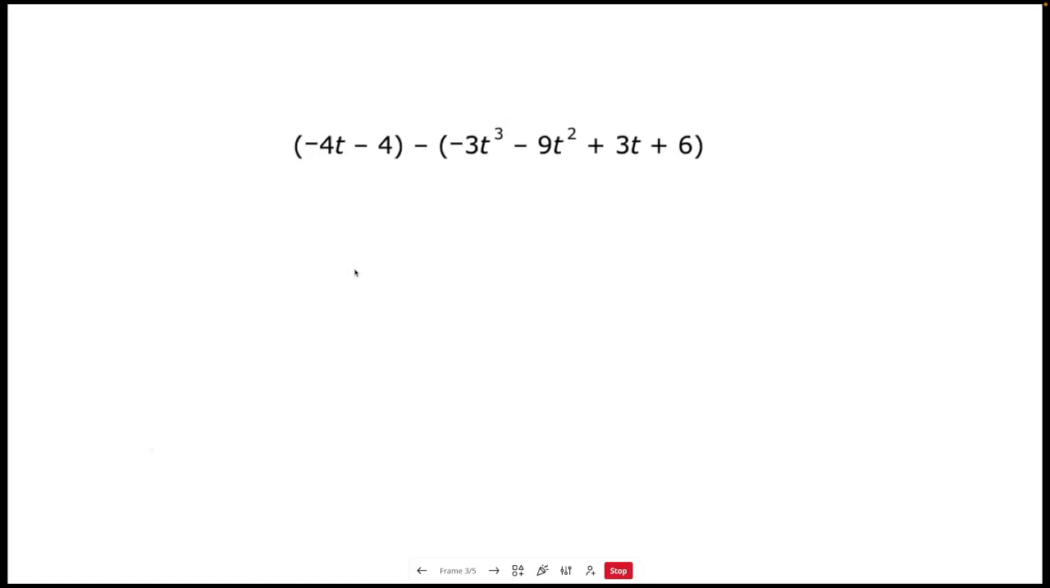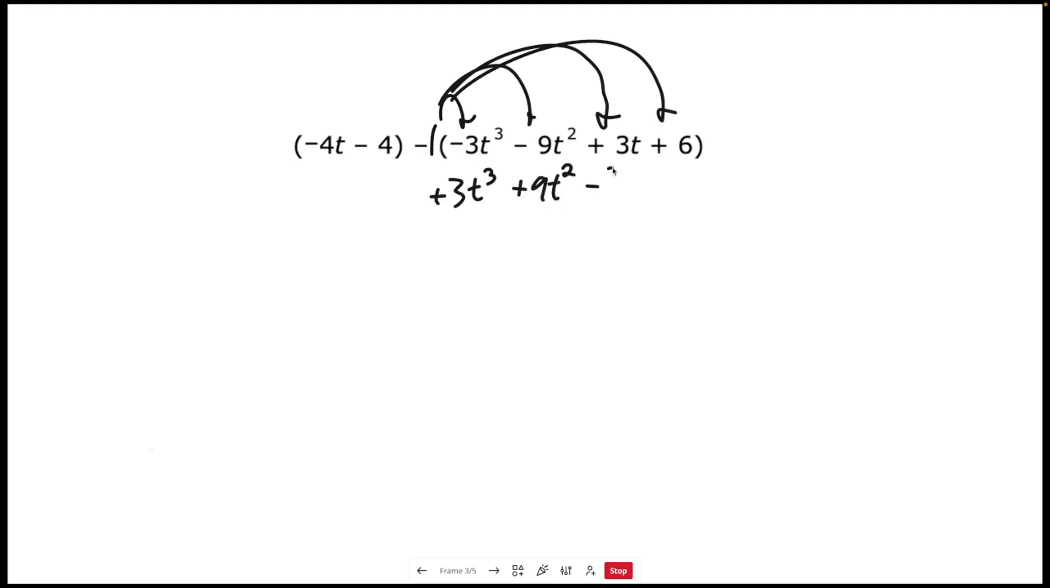Now, when you have a minus sign in the front, you're distributing a -1. And so multiplying by -1 is going to flip the sign, meaning -1 times -3 becomes plus 3t to the third. This becomes plus 9t squared minus 3t minus 6. Doesn't affect the first parentheses. And now combine like terms.